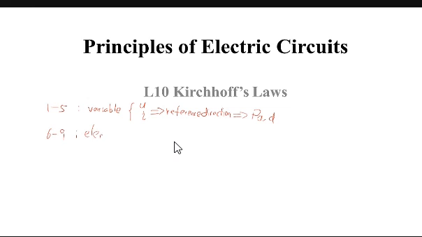In lectures 6 to 9, we are primarily concerned with elements. We mainly discuss two kinds of elements. The first elements are independent elements. It can be resistors, whose essential characteristic is resistance.